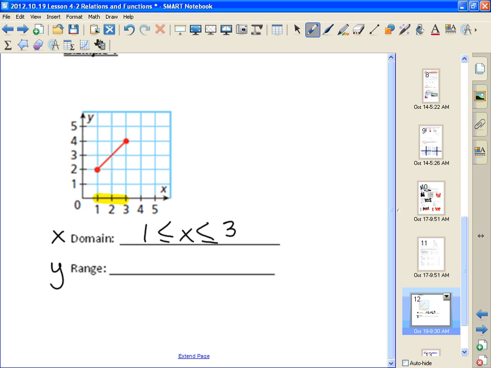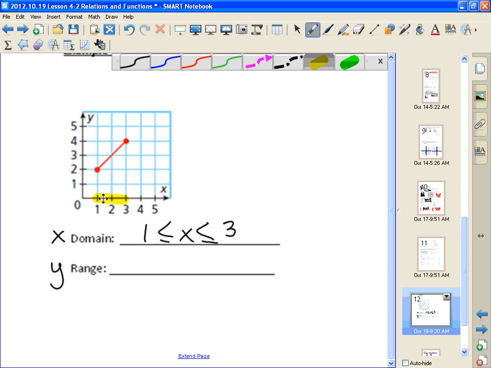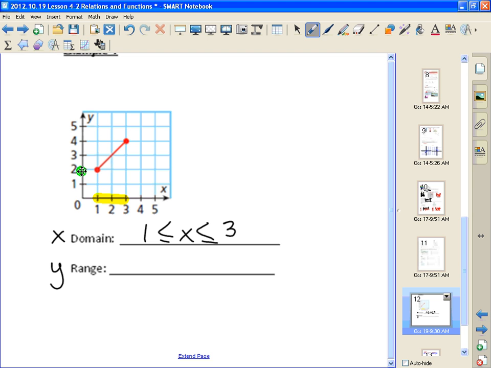All right, so then for your range, remember range is talking about your y value. So instead of looking side to side, for our range, we're going to look up and down, okay? So the lowest number is 2. The highest number is 4. So for my range, we're going to say our y values are between 2 and 4.